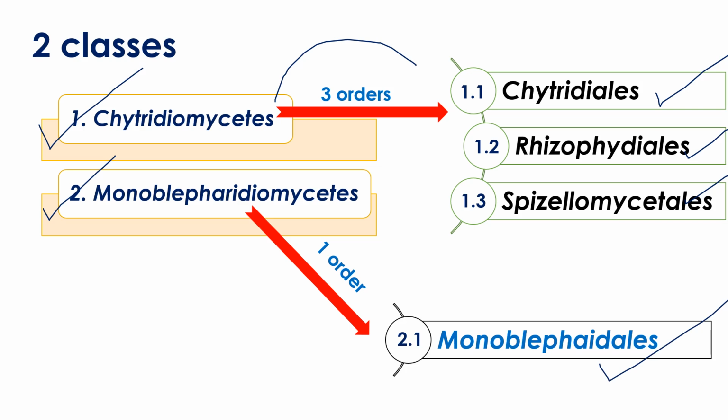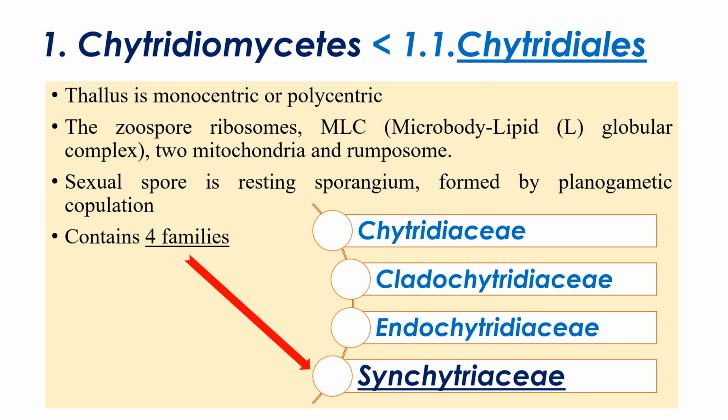We will start with Chytridiales. In Chytridiomycetes, the order is Chytridiales. The order name ends with -ales, right? Here, a couple of important points we must take into consideration for Chytridiales. The thallus is monocentric or polycentric.